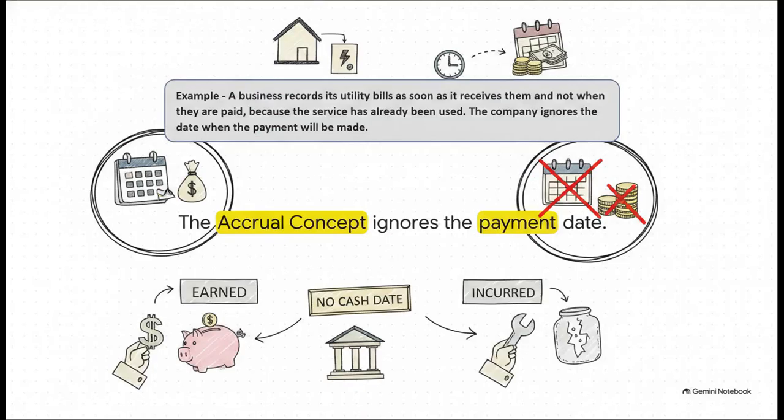But perhaps the most crucial principle in modern accounting is the accrual concept. This is a real game changer. Imagine a business gets its monthly utility bill. Under the accrual concept, they record that bill immediately, not 3 weeks later when they actually write the check. Why? Because the service has already been used. We record revenues when they are earned and expenses when they are incurred. We basically ignore the specific date the cash actually changes hands.